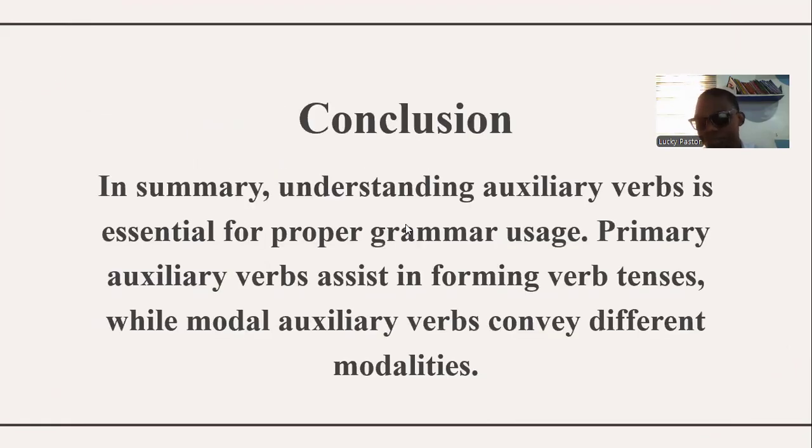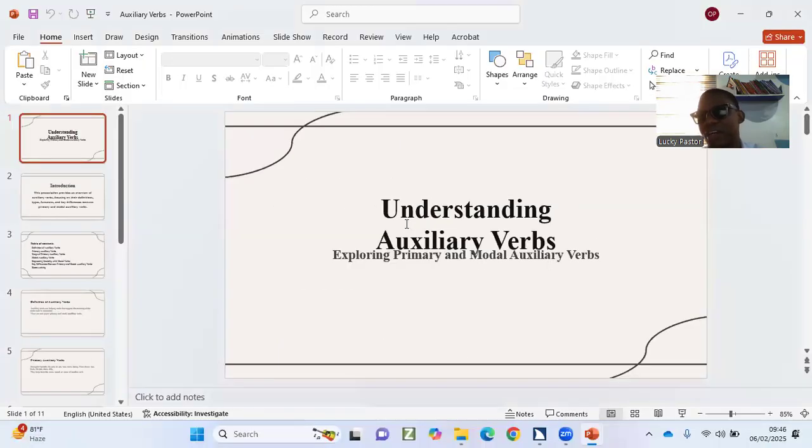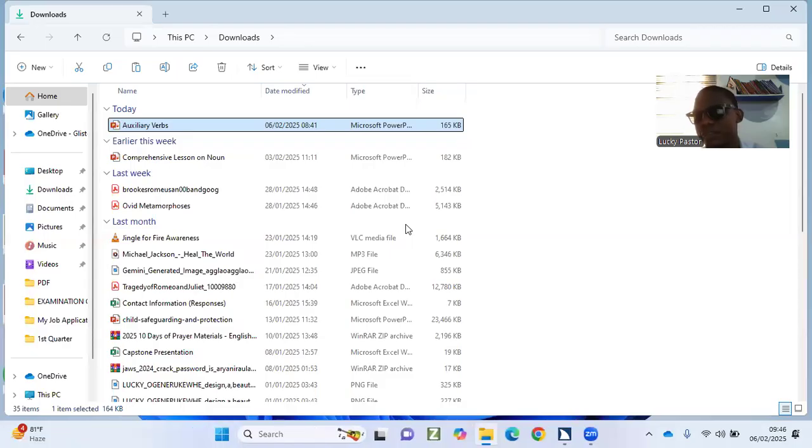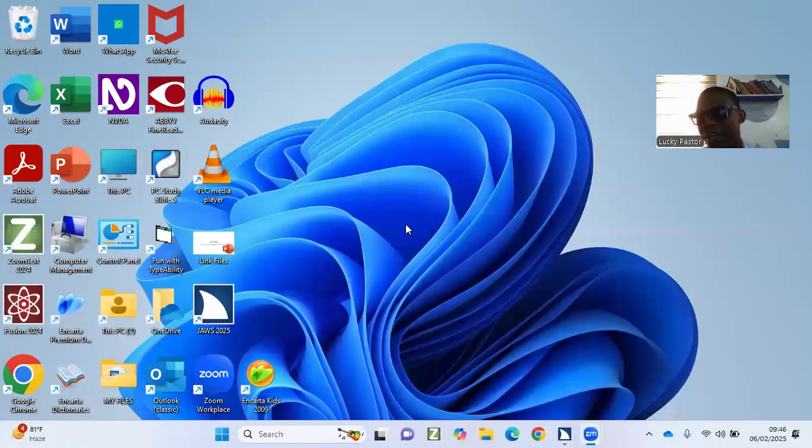Now, in conclusion, in summary, understanding auxiliary verbs is essential for proper grammar usage. Primary auxiliary verbs assist in forming verb tenses, while modal auxiliary verbs can convey different modalities. With this, I want to believe that we've been able to discuss effectively auxiliary verbs and their usage, right? Okay, so with this, I'm sure we are going to use auxiliary verbs more appropriately going forward.